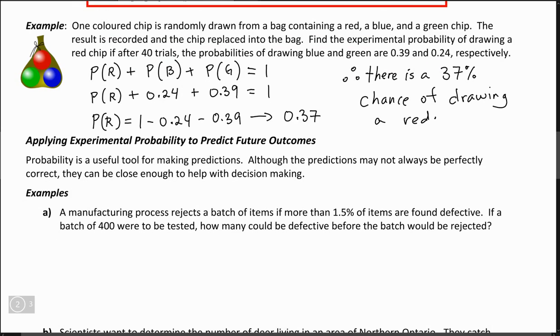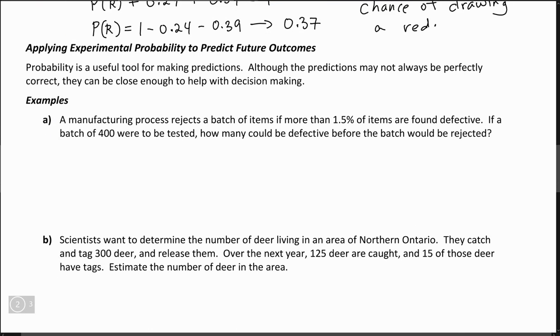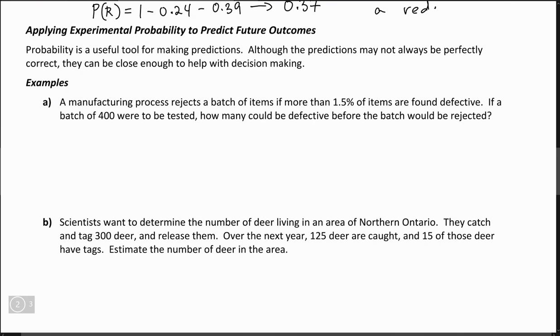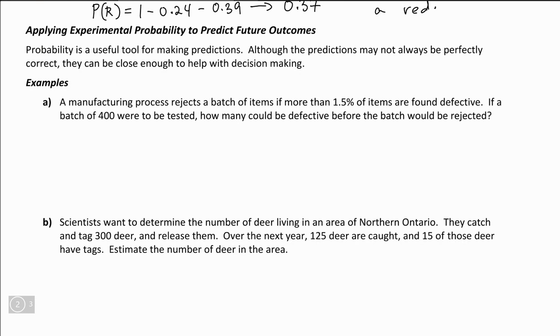Okay, applying experimental probability to predict future outcomes. So probability is a useful tool for making predictions. Although predictions may not always be perfectly correct, they can be close enough to help with decision making. So here's some more examples. A manufacturing process rejects a batch of items if more than 1.5% of items are found defective. If a batch of 400 were to be tested, how many could be defective before the batch would be rejected?